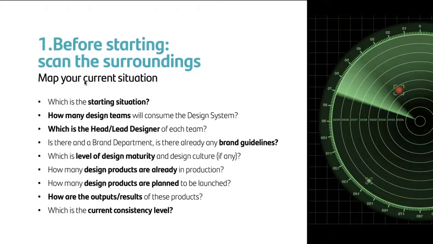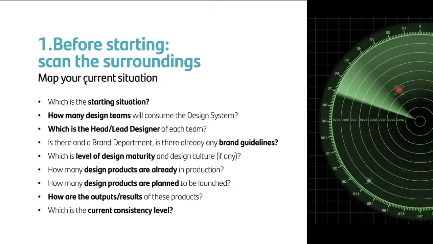First, what is the starting situation? How many design teams will consume the design system? Who is the head or lead designer of each team? Then you have to look if there is any brand department and if there are already any brand guidelines. If there are already any brand guidelines, start with that. First, try to identify not only what the brand guidelines are, but understand the intention behind those brand guidelines and transform those brand guidelines to your digital requirements.